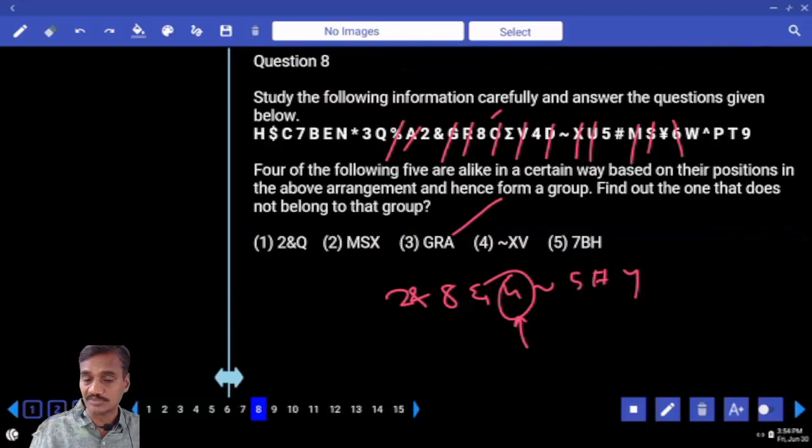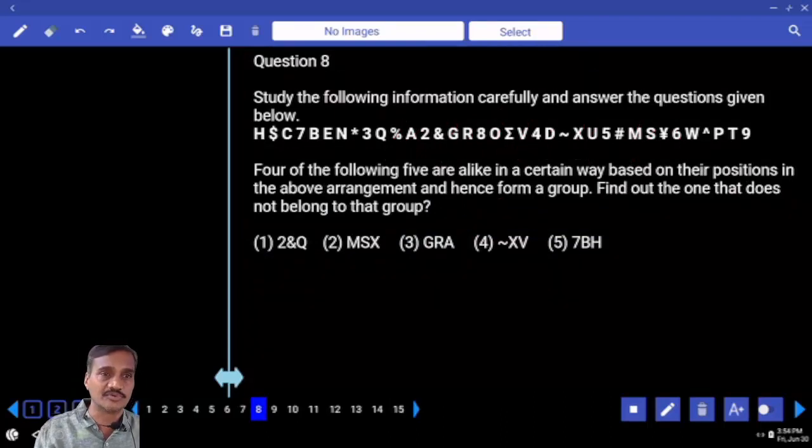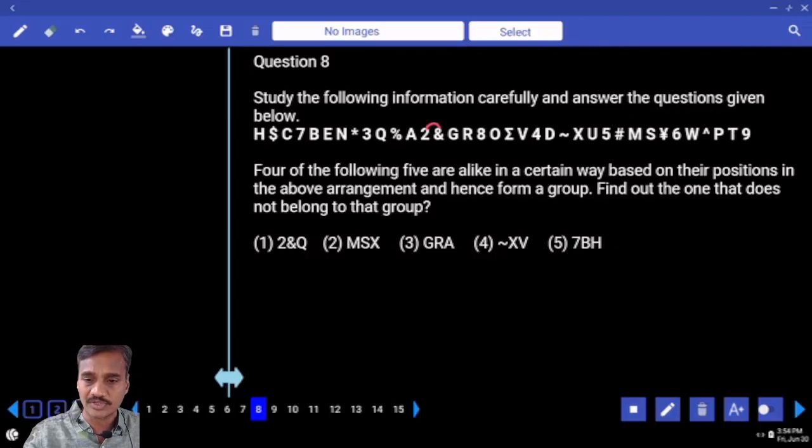Then coming to question number 8, the odd one out of the following. Now in the first choice, 2 and K, but 2 K and K, how many elements are there here? And there is plus 1. And then the Q, 1, 2, 3, 4 minus 4. Plus 1 minus 4. The next one M, S and X.